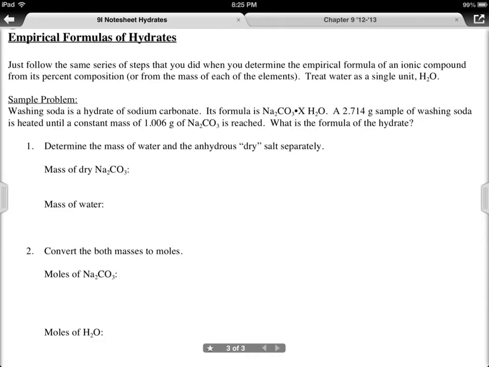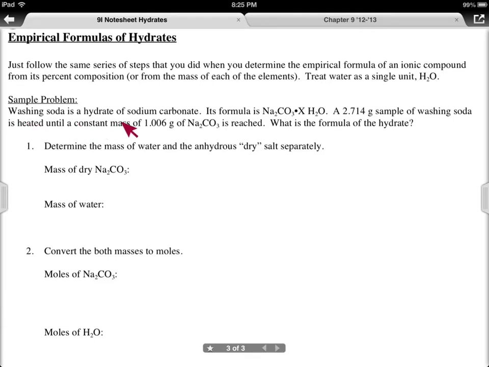The last thing I want to go over with you is how to determine the empirical formula of a hydrate. We're just going to follow the same series of steps that we did when we determined the empirical formula of an ionic compound from its percent composition. Remember that airplane activity we did? Here, we're going to treat water as a single unit, H2O. I'll give you an example.